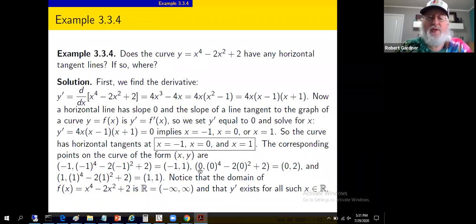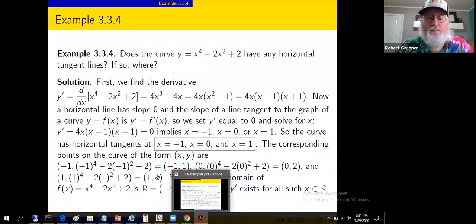Plug in x equals 0. We get the point 0 comma 0 to the 4th minus 2 times 0 squared plus 2 reduces down to 2. We get the point 0, 2. Plug in 1, we also get out 1. So we get the points -1, 1, 0, 2, and 1, 1 as points on this curve. And in addition, when x equals -1, there's a horizontal tangent. When x equals 0, there's a horizontal tangent. When x equals 1, there's a horizontal tangent.